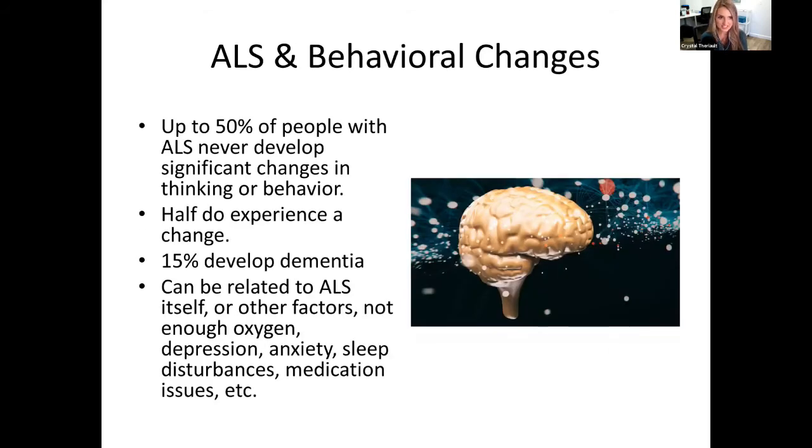So behavioral changes, it used to be thought that there were no behavioral changes, but about 15, 20 years ago, they realized, no, it does affect up to 50% of people with ALS, and half of them do experience a change. 15% will go on to develop a dementia, a frontal lobe dementia, but more often they do not. Can be related to ALS itself or other factors like not enough oxygen in the later stages, depression, anxiety, sleep disturbances, and medication issues.